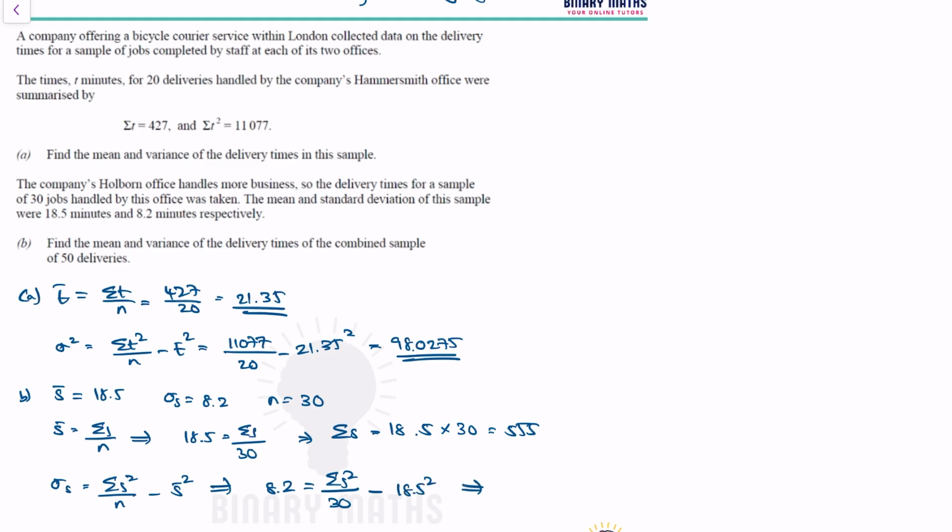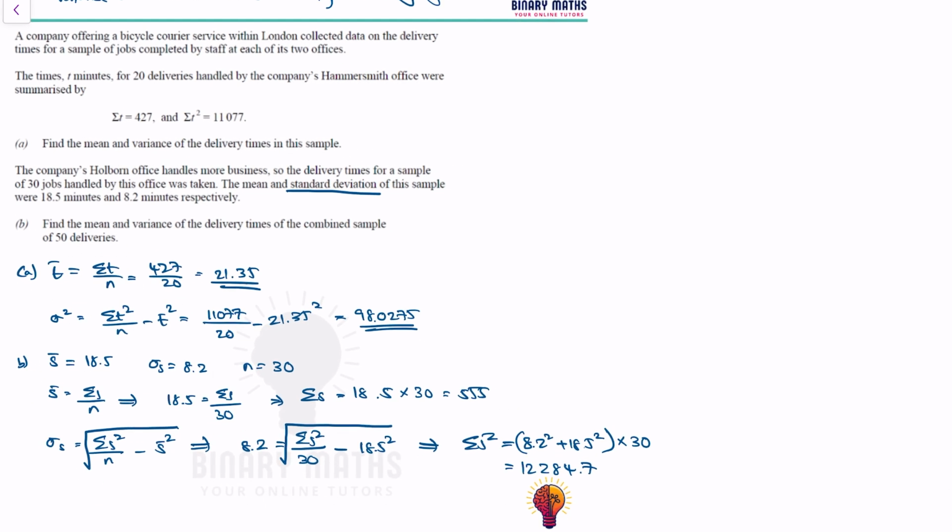Now if I rearrange this, I get sum of S squared is equal to 8.2. I just realized it was standard deviation, so be very careful, read the question carefully. Standard deviation, it wasn't variance. Although the original question was about variance, I've got square root here everywhere. So that means I get 8.2 squared plus 18.5 squared times by 30, which is equal to 12284.7.